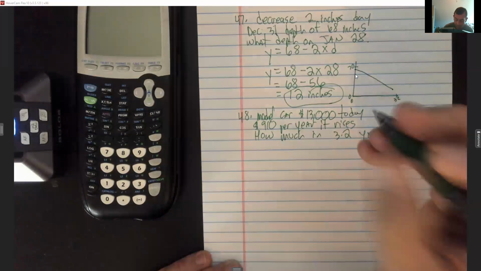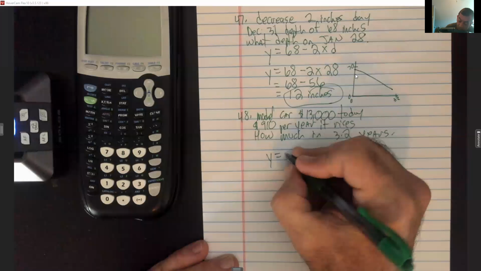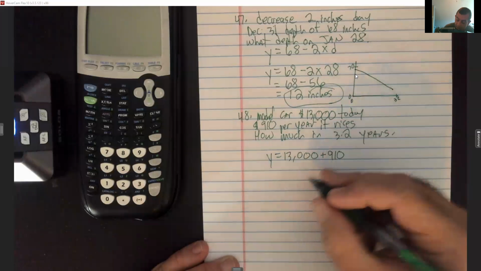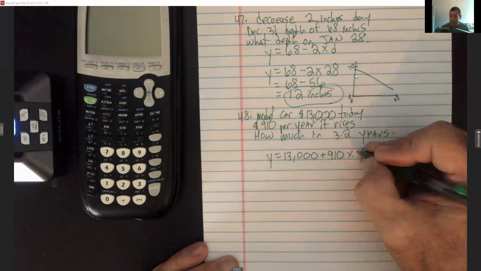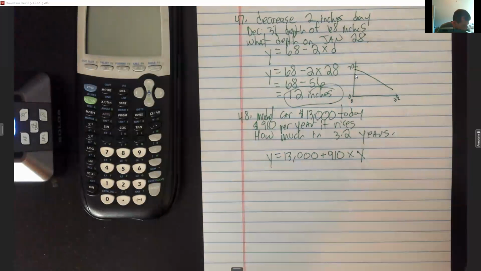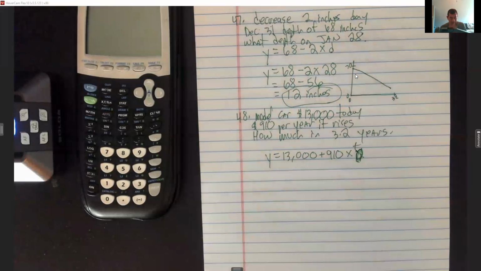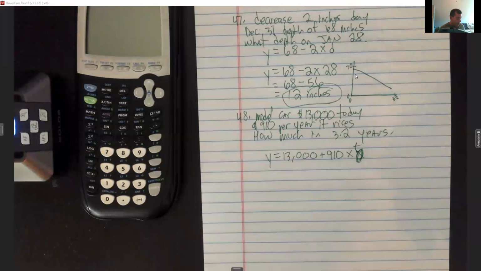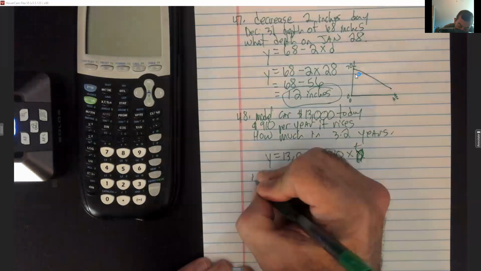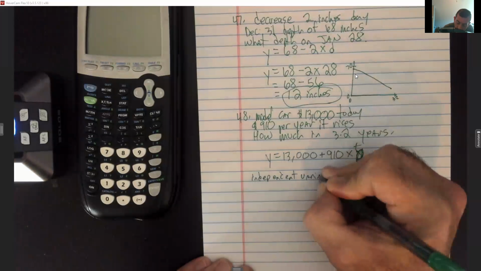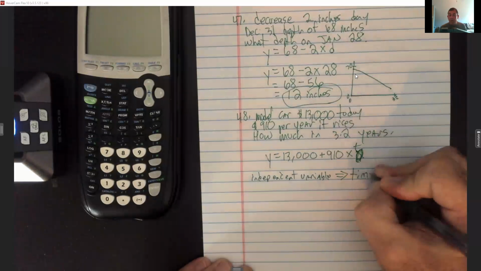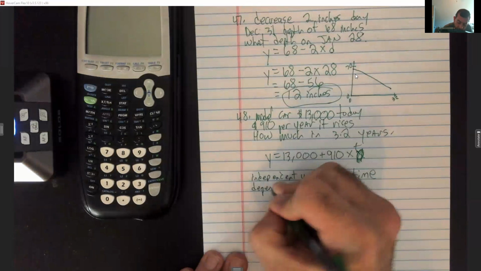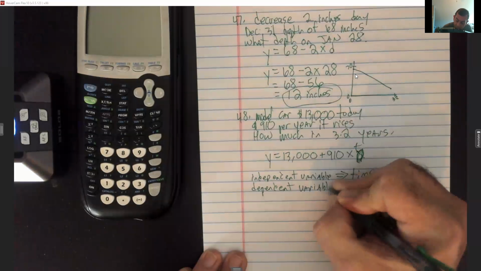So this is just like we've been doing. I would do my y equals 13,000 because that's your starting amount. It increases, so that'll be plus 910 per year, which means times my years, which will be my X. Oh, on there they're doing it times T for time, okay? So 910 times the T, which is the number of years, added to the 13,000 gives me my final amount. The independent variable has to be the time, which is the number of years. Remember, time can never be a dependent variable, okay? The dependent variable is going to be the price.